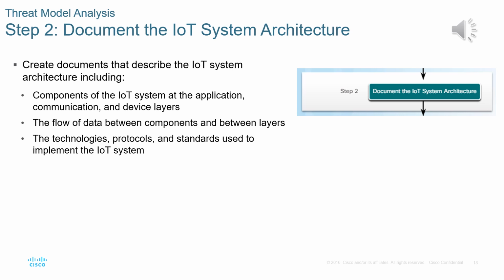Step 2 documents the IoT system architecture. Create documents that describe the IoT system architecture, including components of the IoT system at the application, communication, and device layers, the flow of data between components and between layers, the technologies, protocols, and standards used to implement the IoT system.